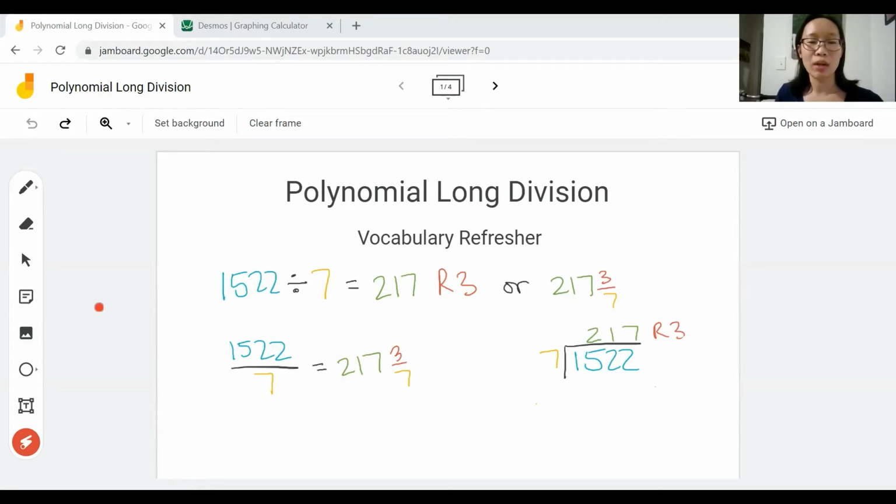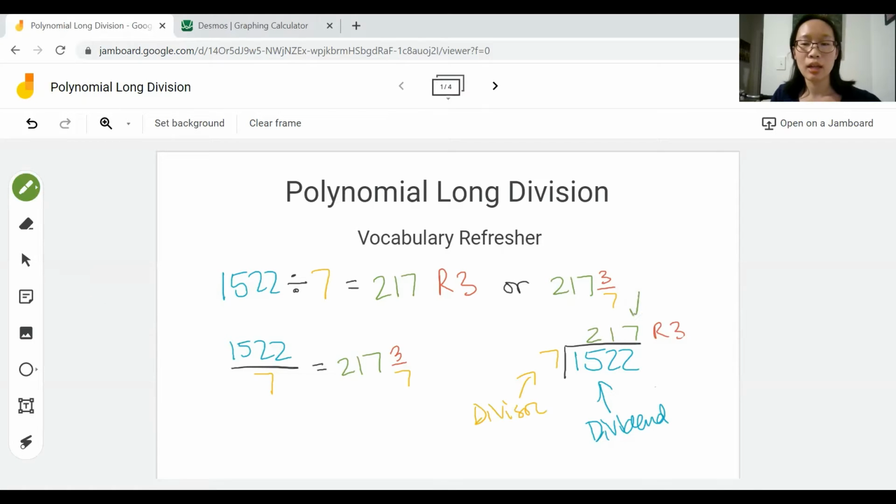When we have a division problem, it can be sideways, it can be vertical, or it can be in the long division house. Regardless of what form it takes, the number that you start with in blue is your dividend. The number that you're dividing by in yellow is your divisor. The answer that you get in green is your quotient. And whatever you have left over in red is your remainder. You can either write your remainder as R3 or as a fraction, 3 divided by your divisor, or 7.